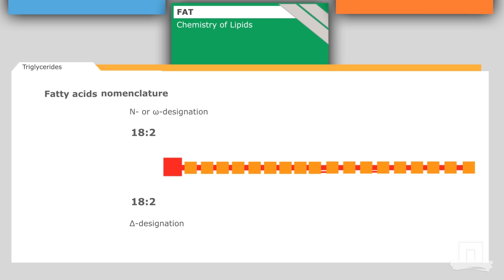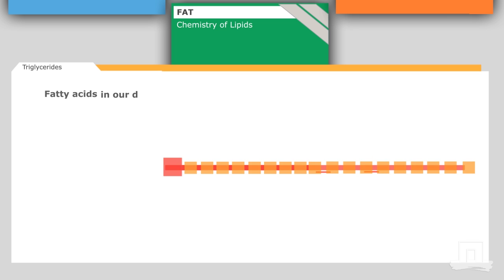So, for instance, N6 or omega-6 means that the first double bond starts after 6 carbons counting from the methyl end. And the next double bond will be positioned 3 carbons down. Then there's the delta designation, and it counts from the carboxyl end, and it indicates the position of all double bonds.